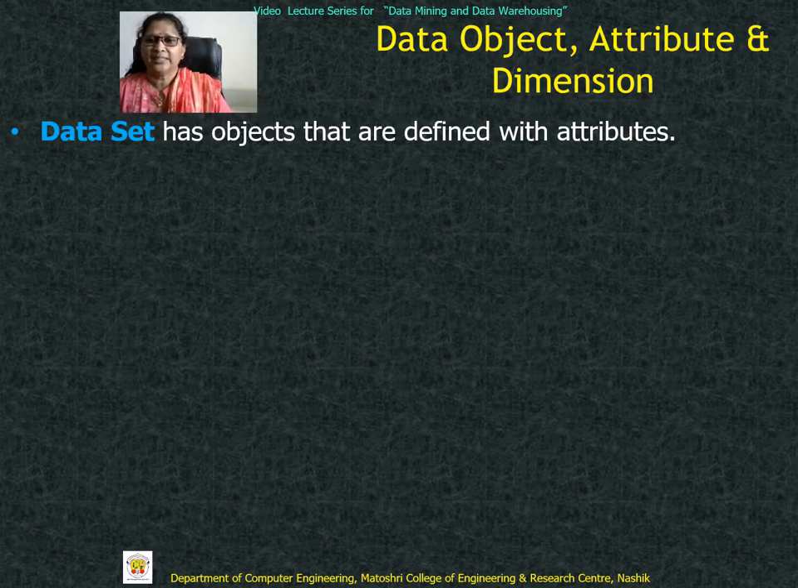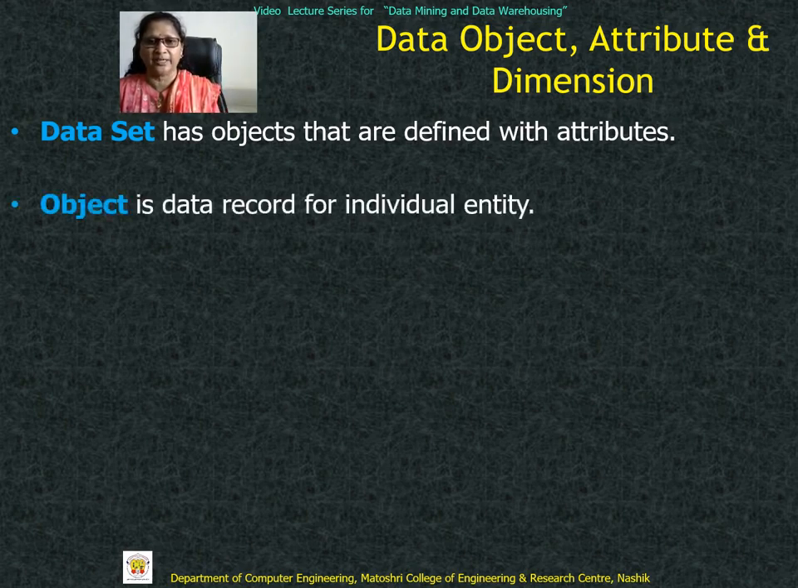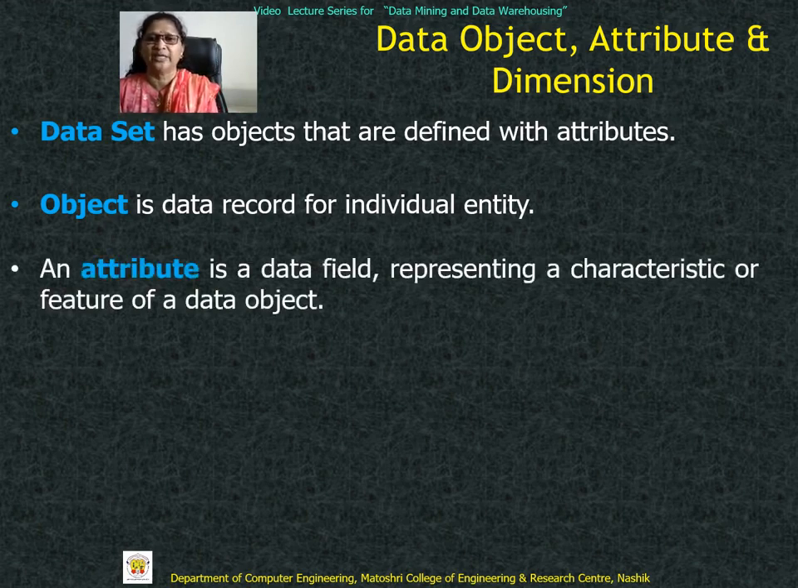Now let's revise these terms. We learned earlier about a sample data set. A data set has objects that are defined with attributes. Each row was representing an object and each column was representing an attribute. What is an object? An object is one data record, that is one row, which was one individual entity, which was defined using various features which we termed as attributes.